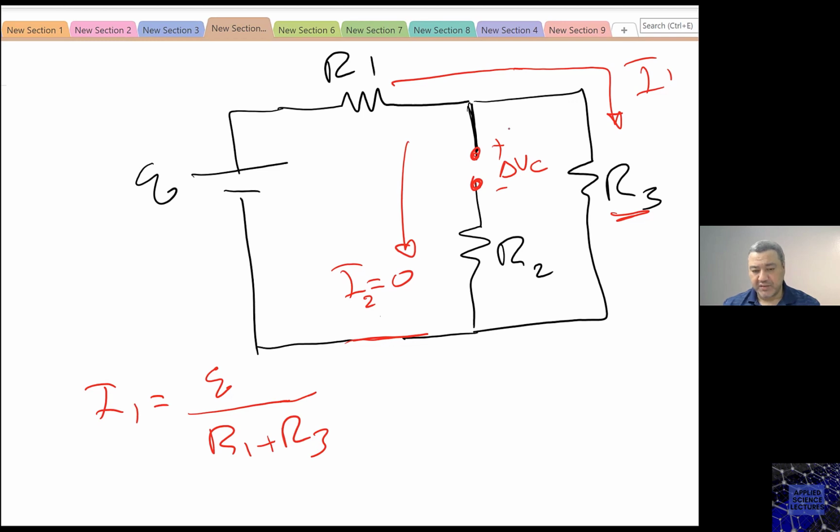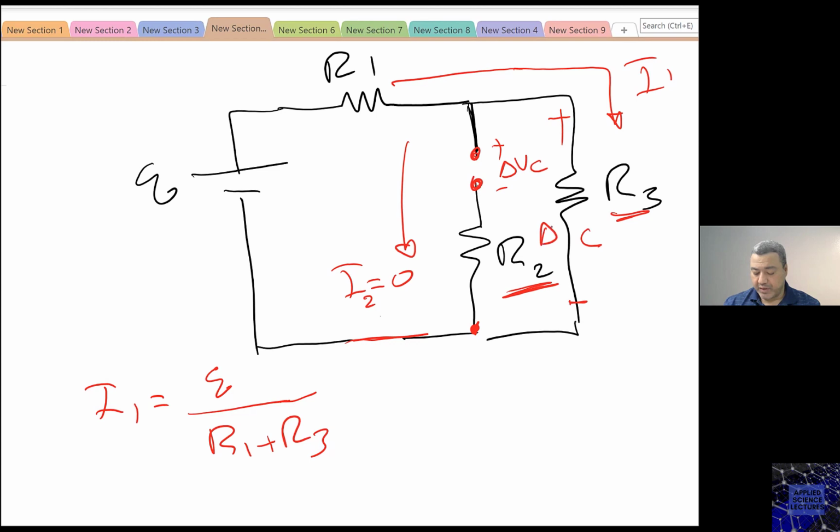Now, how much is delta VC? This is another important point. How much is the voltage drop across the capacitor when the switch is closed for a long time? Now the potential here, because the current here is zero in this R2, then the potential here will show up here. So the voltage delta VC across the capacitor will be exactly the same as the voltage across R3. Delta VC will be the same as the potential difference or the voltage drop across R3.